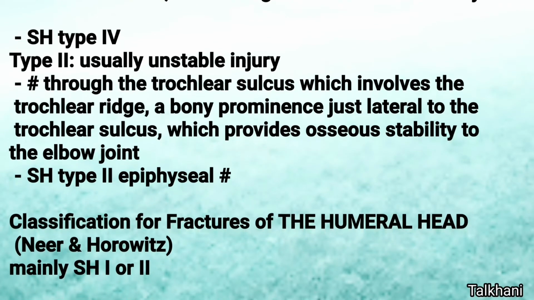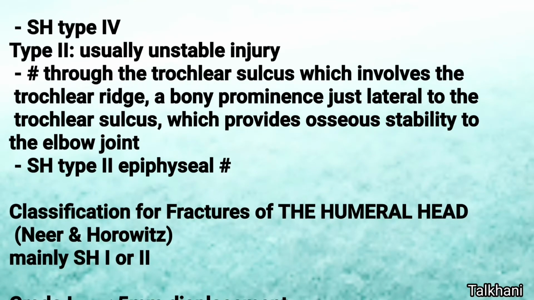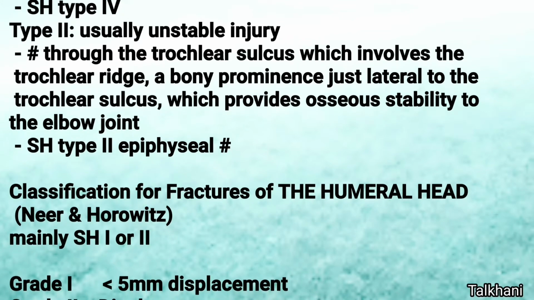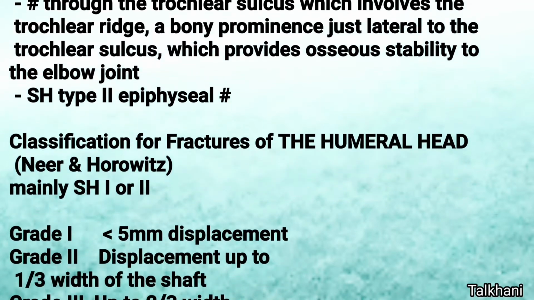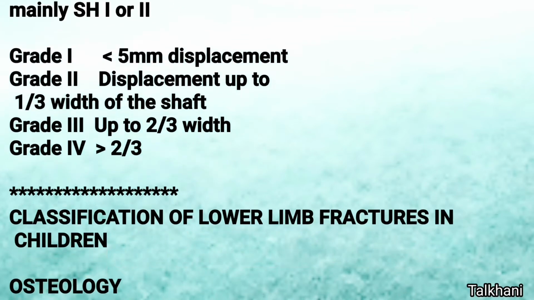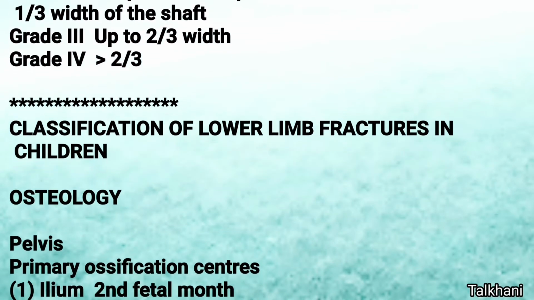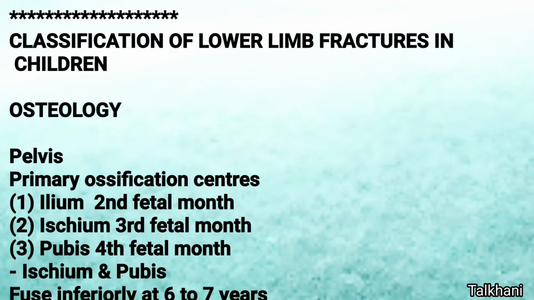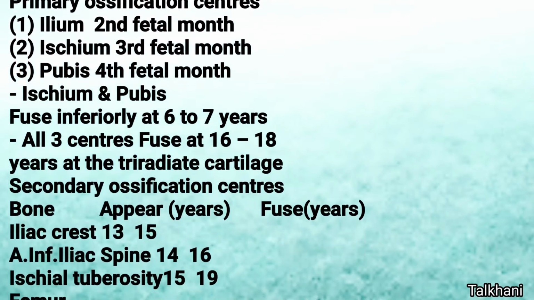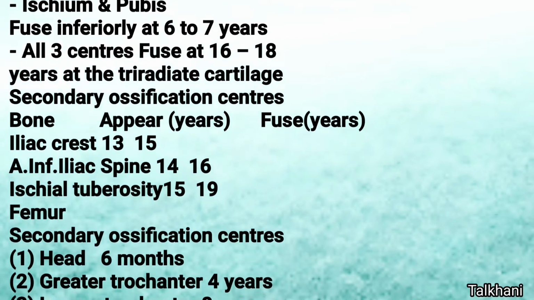Neer and Horowitz classification for the humeral epiphyseal Salter Harris 1 and 2 fractures are: grade 1, less than 5 mm displacement; grade 2, displacement up to 1/3 width of the metaphysis; grade 3, displacement of the epiphysis up to 2/3 width of the metaphysis; grade 4, more than 2/3 displacement.